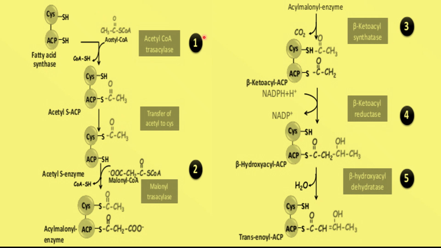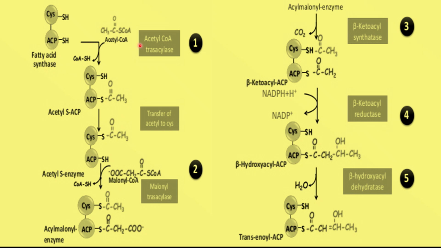So step one of fatty acid synthesis proper. This is the fatty acid synthase complex. This is the monomer or one subunit. It has two sides. One is the cysteine thiol group, and second is the ACP, acyl carrier protein, thiol group. Both will be utilized for addition of aceto and malonyl groups. We will see how it happens.